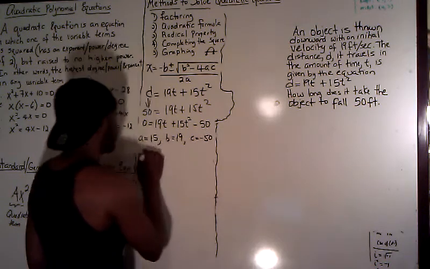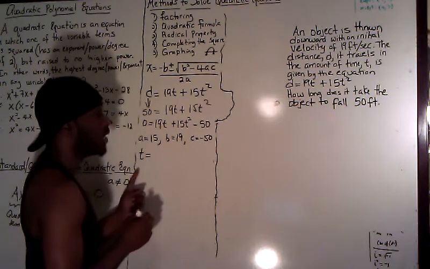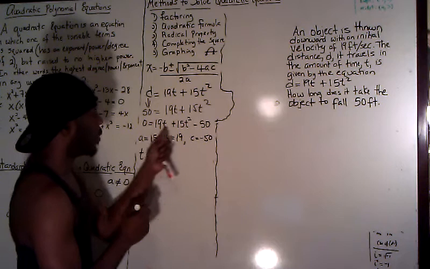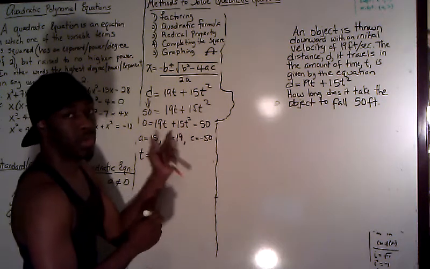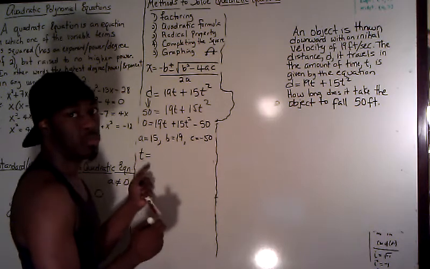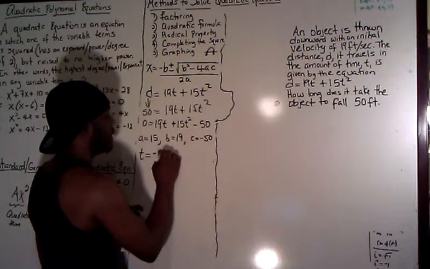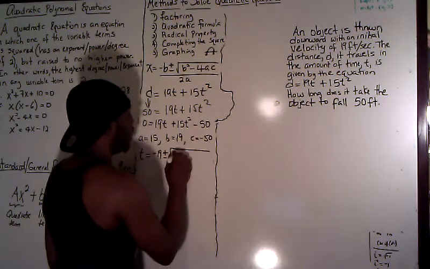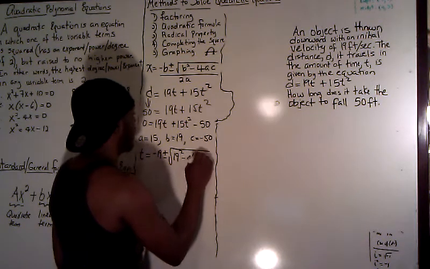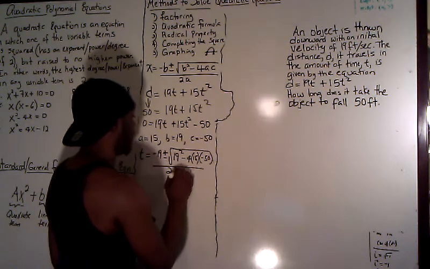And then after we know our a, b, and c values, it's just a matter of plugging into the quadratic formula. Now I'm using t here as opposed to x as we normally would use, because the equation has the variable t in it, and we're trying to find the time. So t is being represented here as opposed to x. So t equals minus whatever b is, so minus 19 plus or minus the square root of 19 squared minus 4 times a, which is 15, times c, which is negative 50, all over 2 times a, which is 15.